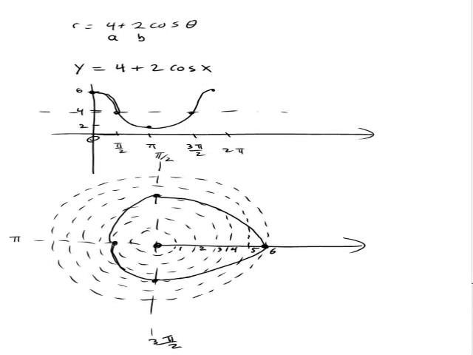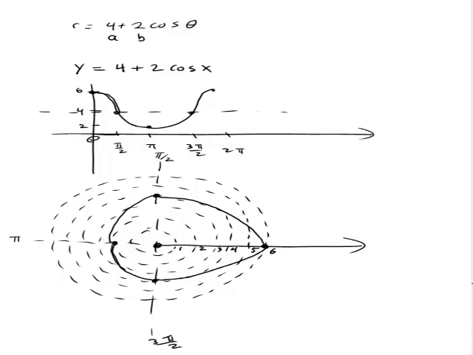Okay, and so this is what we call a dimpled limaçon. And the dimple is going to occur right here. It doesn't look like much, but that's what it means, just a little bit of a dimple there. And then we come back out of it. And once again, mine's not to scale. But that's what we have here.